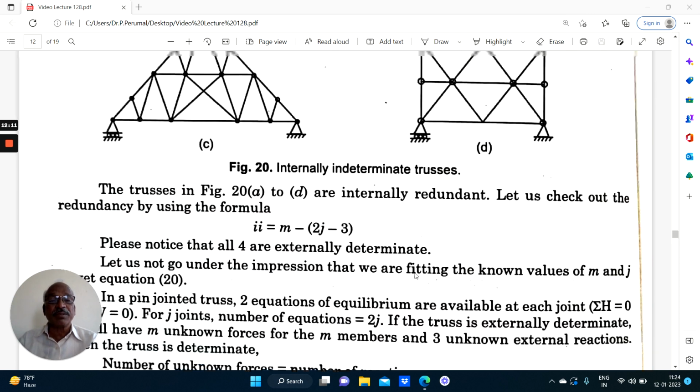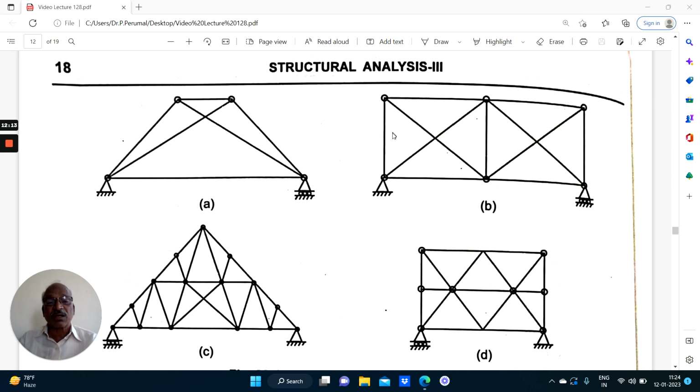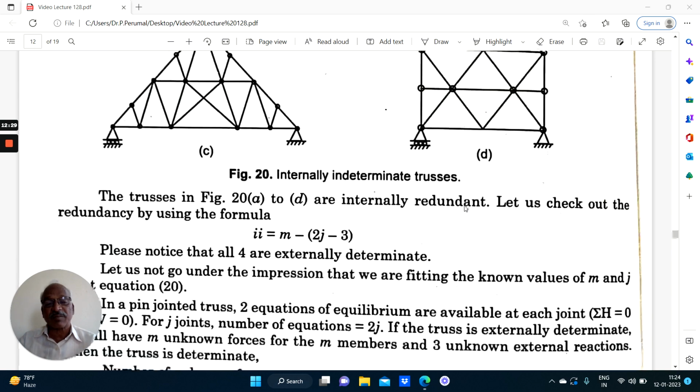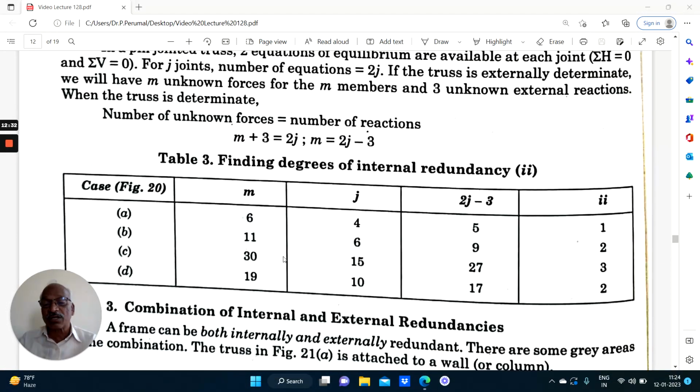Coming to the number of members, we have one vertical member, two horizontal members, 3, 4, 5, 6, then two diagonal members, 6, 8, 9, and another two diagonal members, 11. There are 11 members in the truss. Therefore, m equal to 11.